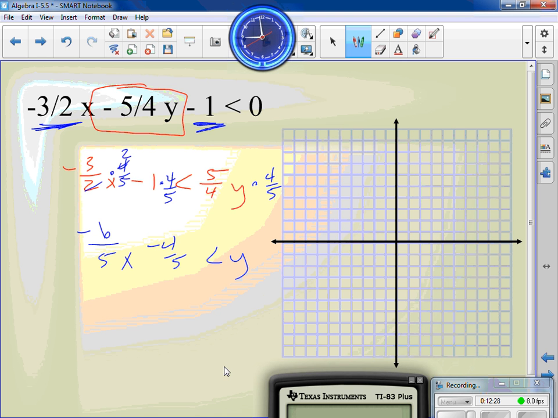I don't like it the way it's written, so I'm going to take the entire problem and flip it. When I flip it, y greater than negative 6/5 x minus 4/5. You take the entire problem and flip it, because y has to be greater than everything else. I'm just rearranging it so it looks better.